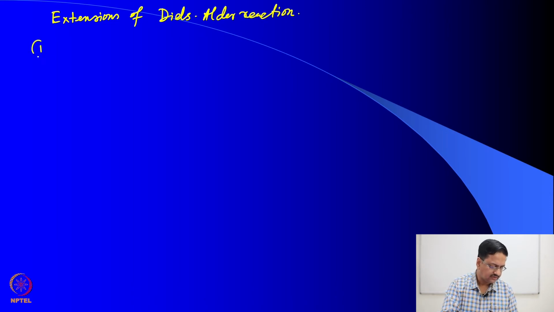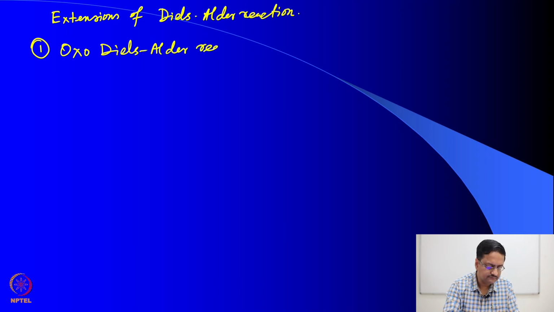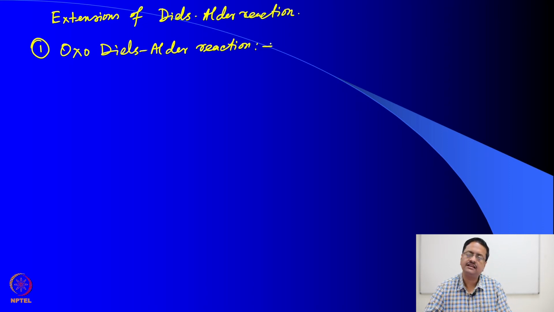So, the one extension is called the oxo-Diels-Alder reaction. From the name itself you can understand that the cycloaddition reaction involves a carbonyl compound and C double bond O acts as the dienophile. So, one simple example of such oxo-Diels-Alder reaction is this one.